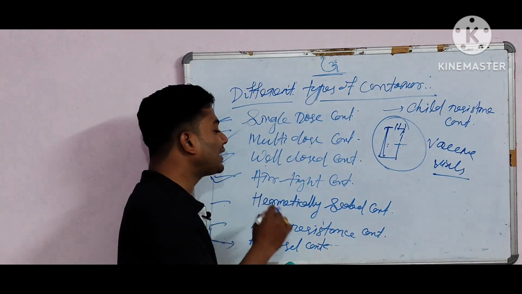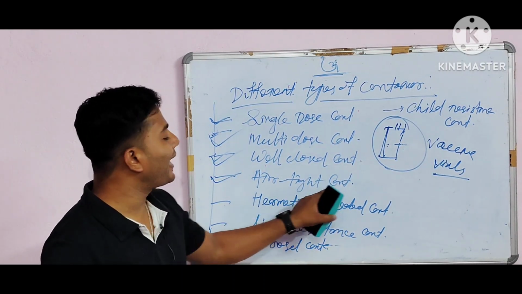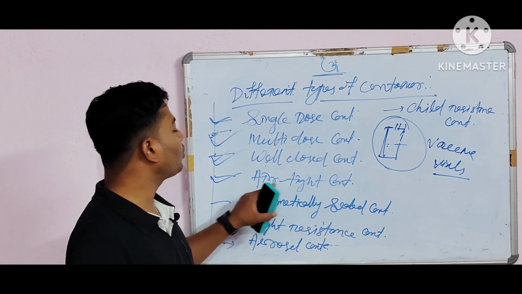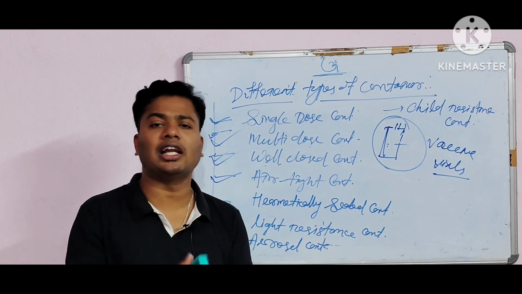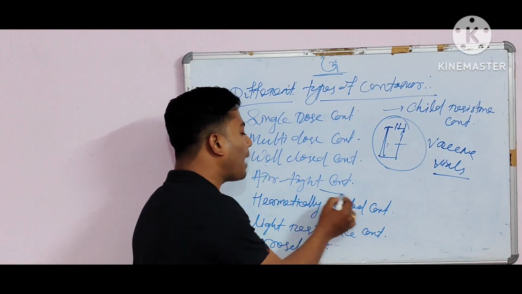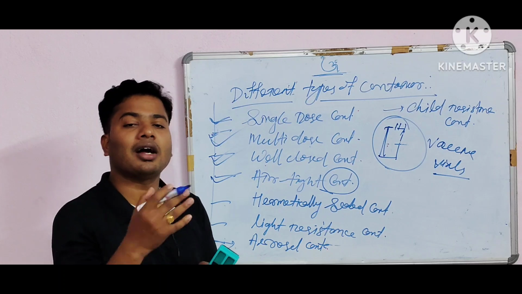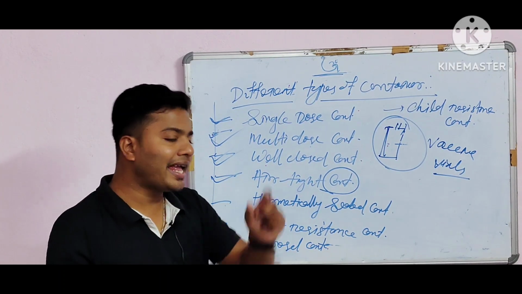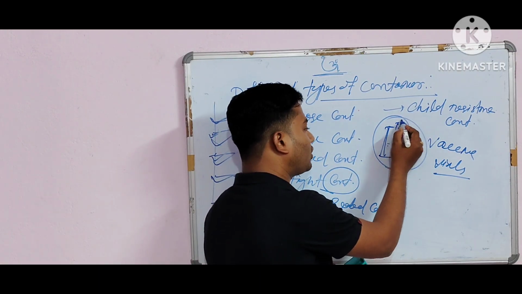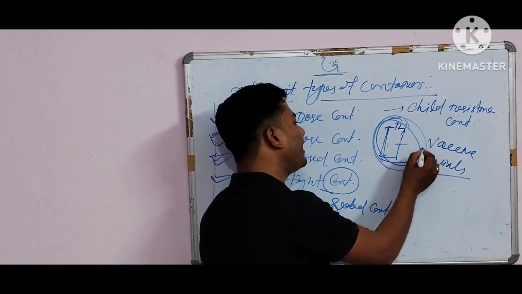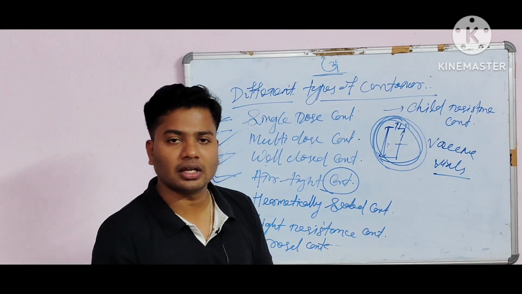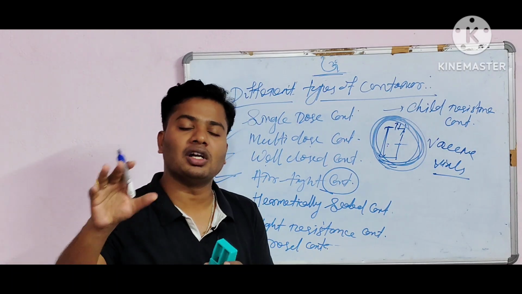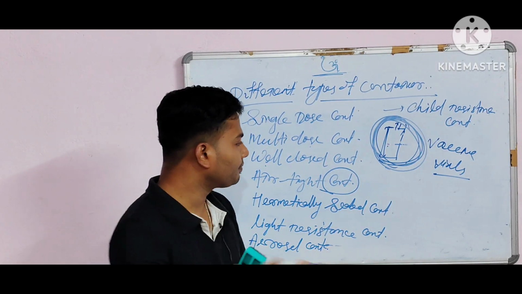Next one is the airtight container. Okay, so what do you mean by airtight container? According to the name of the airtight container, you can easily understand that such a container is meant to prevent air, dust particles, and moisture. Such types of containers are used to prevent moisture, some dust particles and some air.